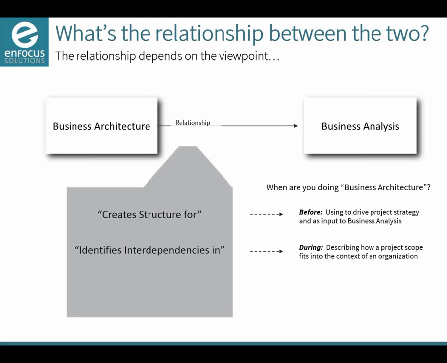Now the next layer is identifying interdependencies. So what happens if you're doing business architecture during the project cycle? And this is the one that people tend to forget. What you need to be looking at is more the describing of how a project scope fits into the context of an organization as a whole, right? And that's the during, because you don't necessarily have to do it before. If you're focused on doing it during, you begin to knit together the pieces that you need in business architecture. But you could also be doing it after, right?